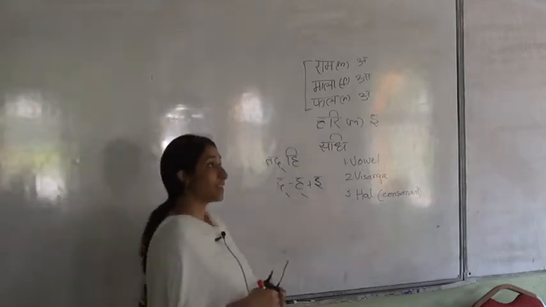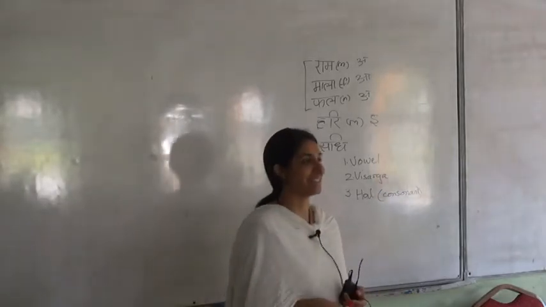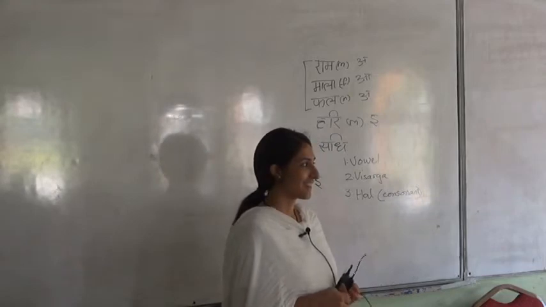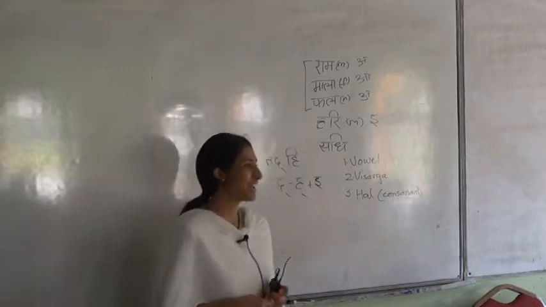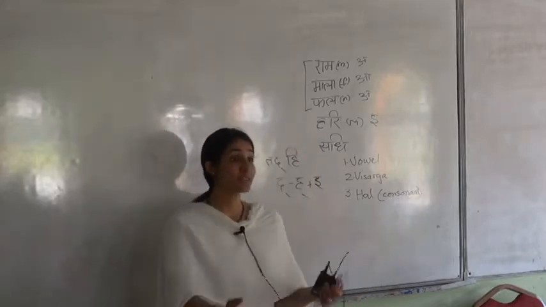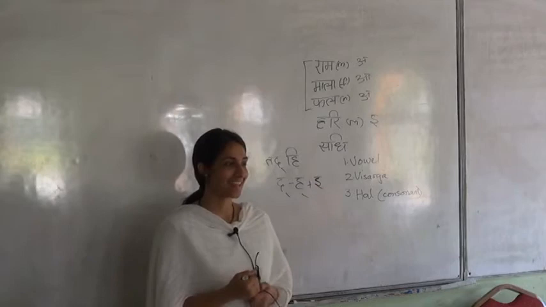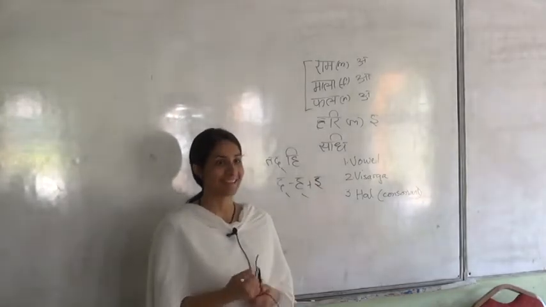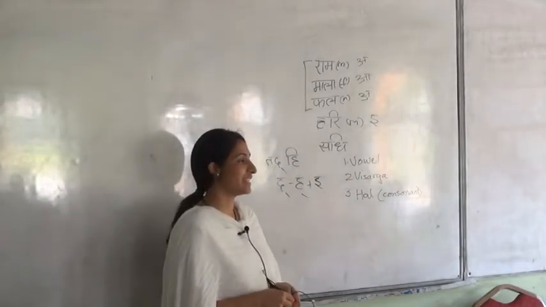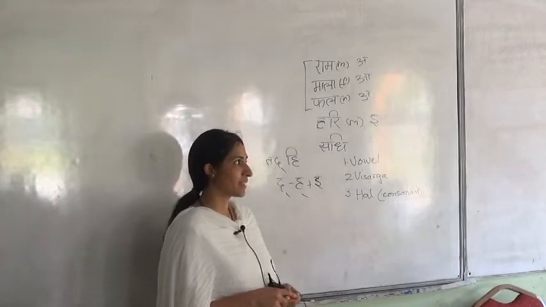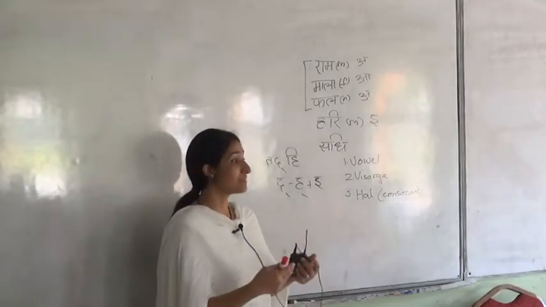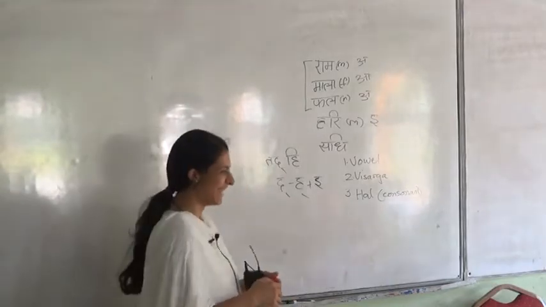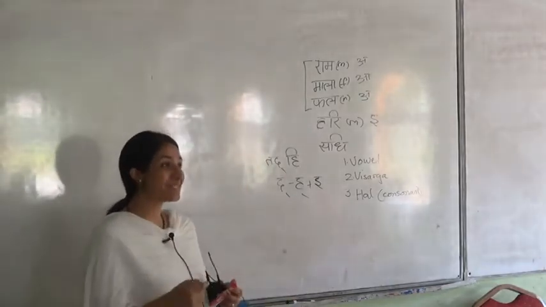If I want to say "for Rama," how will I say it? Ramaya, right? You should be able to say it so fast. If I want to say "because of Rama," Ramat, right? If I want to say "this is Rama's," Ramasya. That one we know fast, right? Like that you should be able to tell it very fast.